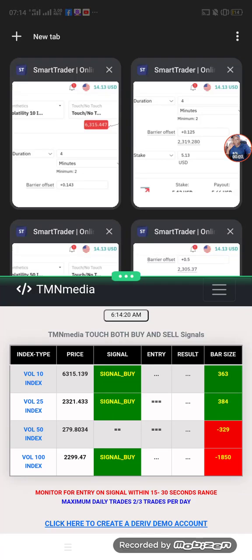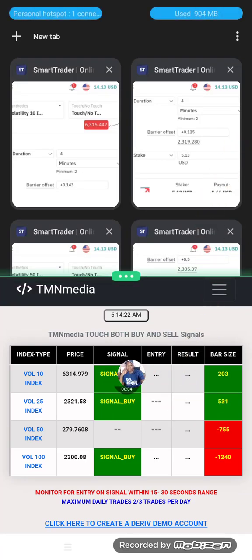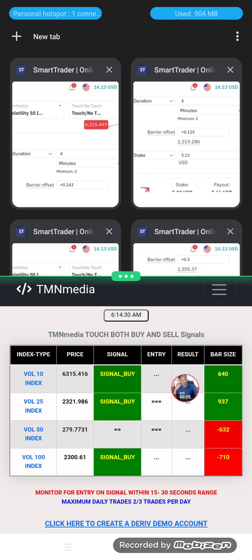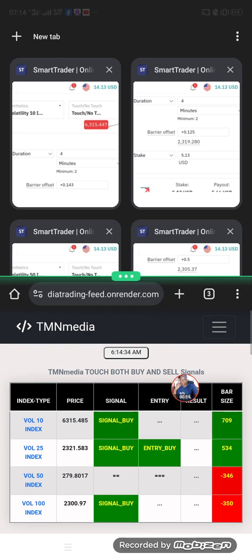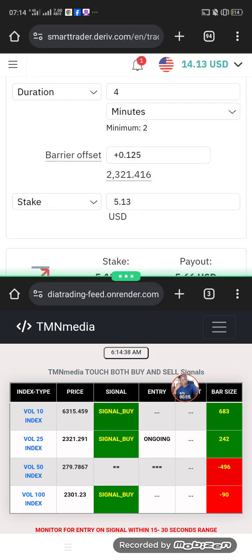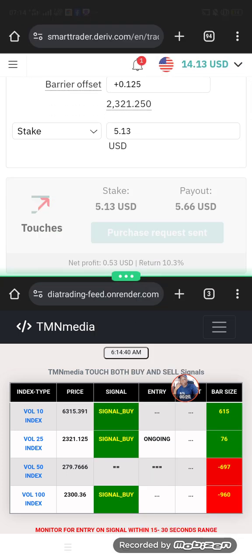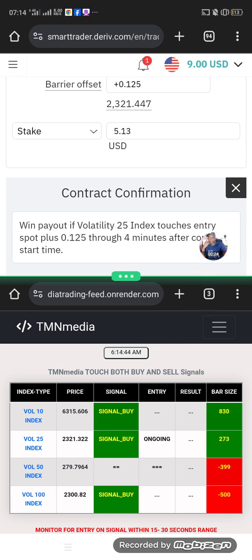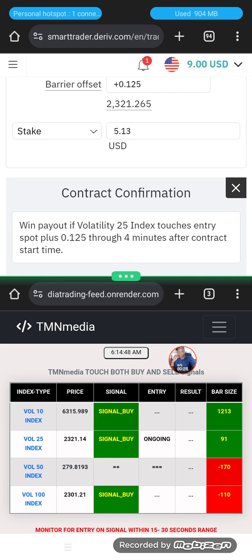I would like to just show you the signal setup. Let me first refresh the page so you can understand. There is an entry on 25 right now. I've already actually set them down.